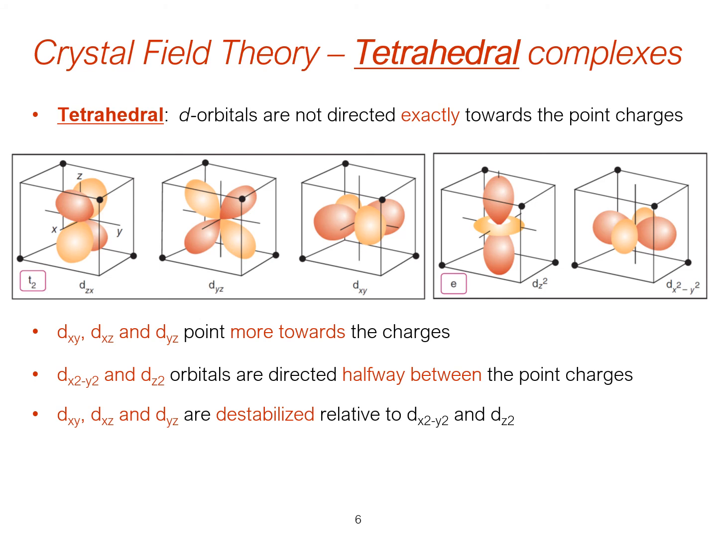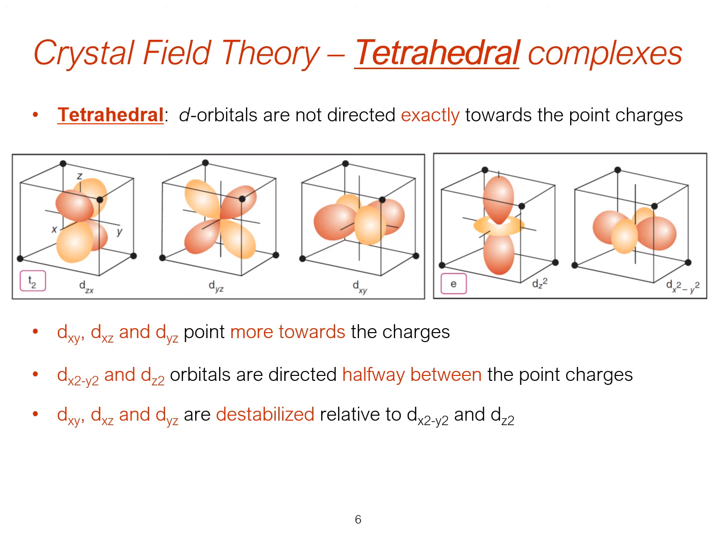Let's take a look at the tetrahedral complexes now in crystal field theory. These are slightly harder to visualize because none of the d orbitals point directly towards the point charges in a tetrahedral complex. So it's not like the octahedral one, where there's either no interaction or a direct interaction. It's more like kind of touching a d orbital or quite strongly touching a d orbital.